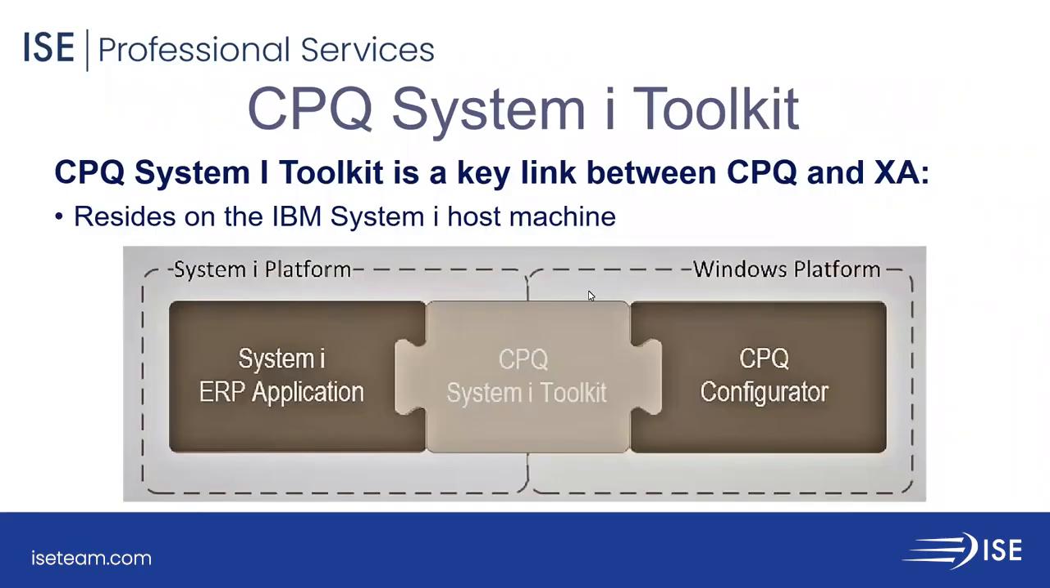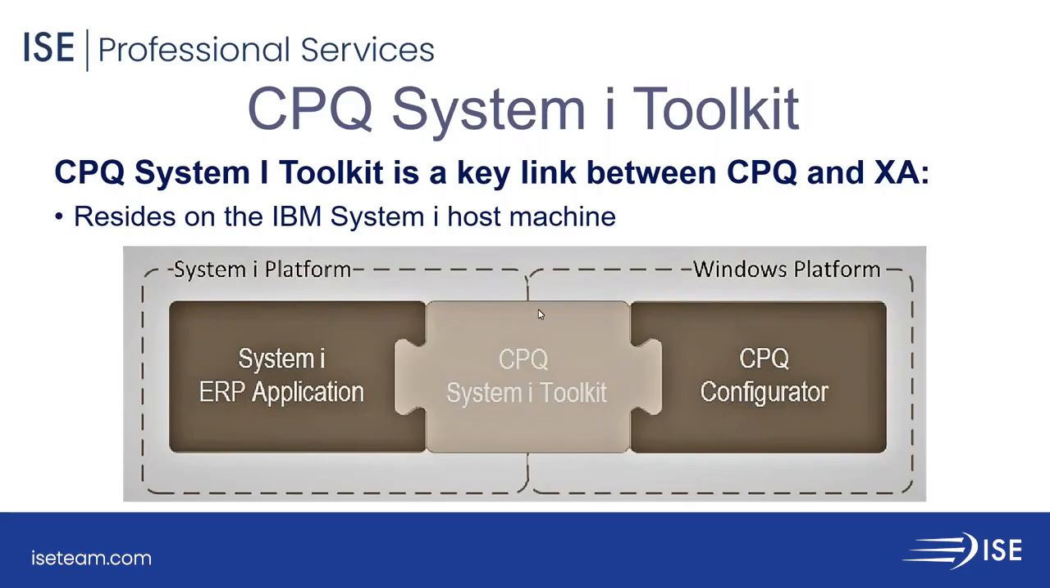There's a piece in the middle that often gets overlooked, the CPQ System I Toolkit. And this is a key link between CPQ and XA, because when you click the finish button, technically CPQ pushes the data into the System I Toolkit database tables. So they're out on your IBM System I host machine. You can define which library they reside in. That was on that previous screen. And that's how your configuration data for each configuration ends up on your IBM machine.